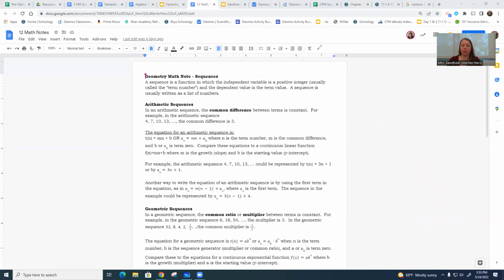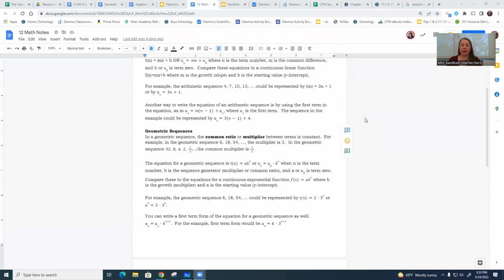All right, so now let's talk about geometric sequences. And the difference between arithmetic and geometric is in a geometric sequence, it's not that you are adding or subtracting the same amount every time. It's that there's a common ratio or a multiplier. It's that you're multiplying by the same amount each time to get from one term to the next. So for example, in this sequence here, it's times 3, times 3, times 3, times 3.